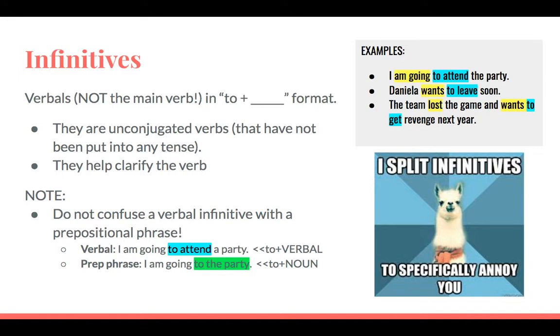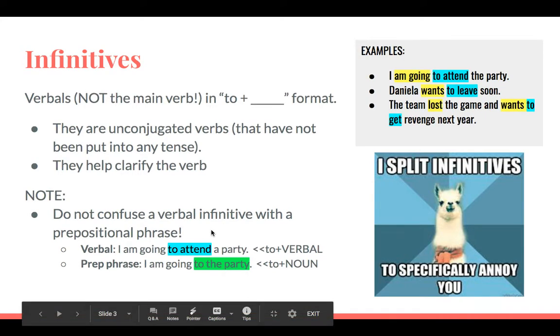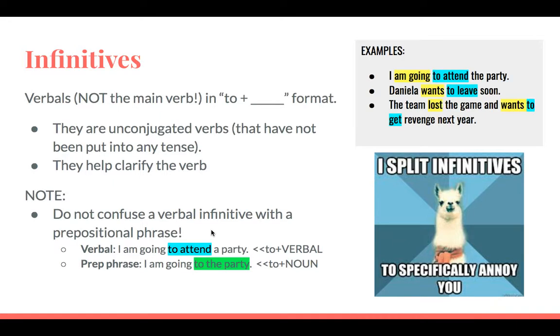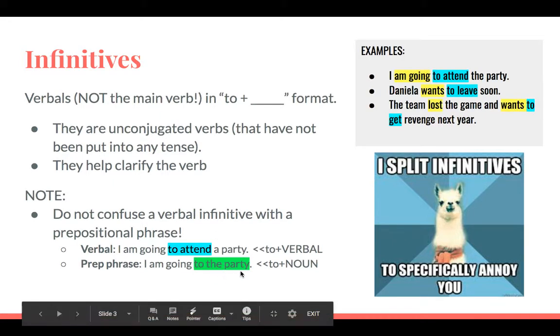A verb is an action. So to know the difference between a verbal and a prepositional phrase, you need to look at the words after the preposition to. If the word after is a verb like attend or listen or leave or get or go, then those are verbals. If it is not, if it's a noun, then that would be a prepositional phrase.